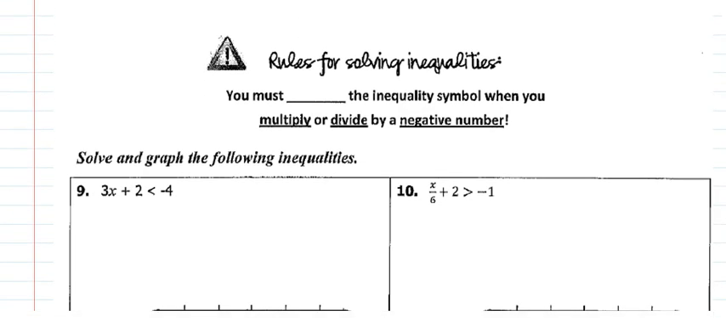So, rules for solving inequalities. This should be in your notes too. When you multiply or divide by a negative number, you must flip the inequality sign. Flip it, not upside down, flip it around. Remember, it goes back to that thing we did last Friday with that number brain teaser. You got to flip it around.